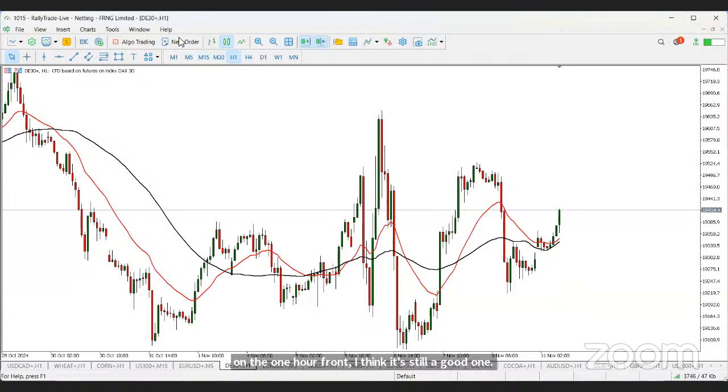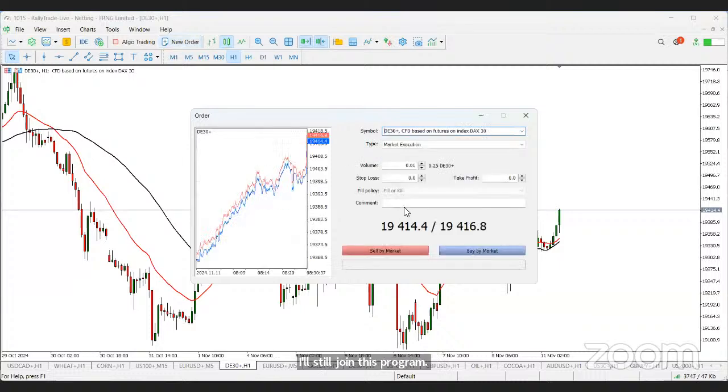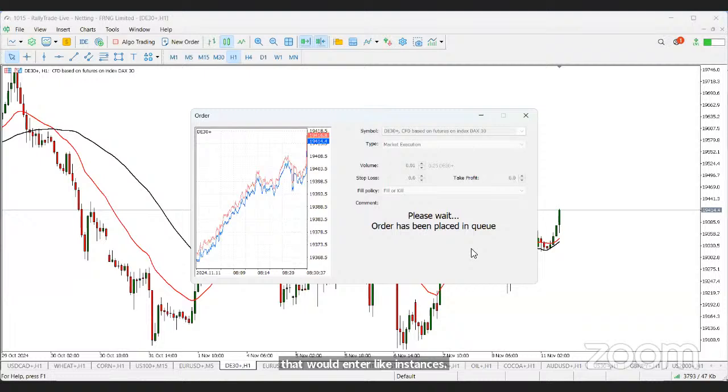Let me see if we can just click on new order and still join this bandwagon. So I think D30 still provides a unique opportunity. This is the only one now that we could enter like instant execution. So I'll be buying this one this morning, and of course, I'll just click on new order buy. If you're interested in this one, you can just join and buy.